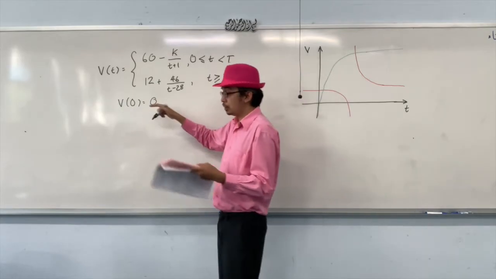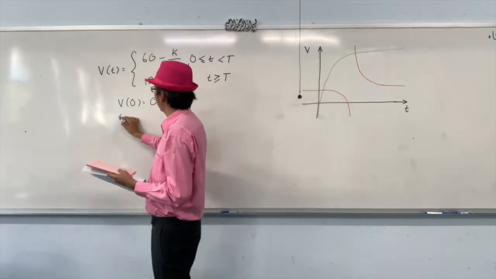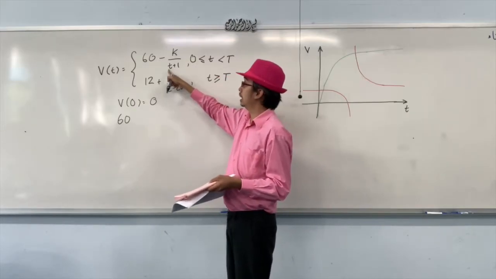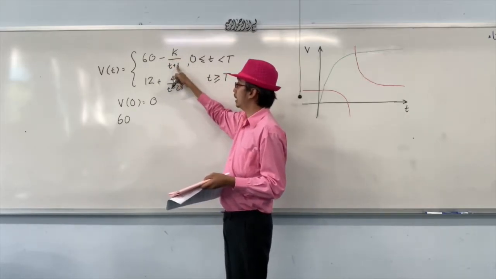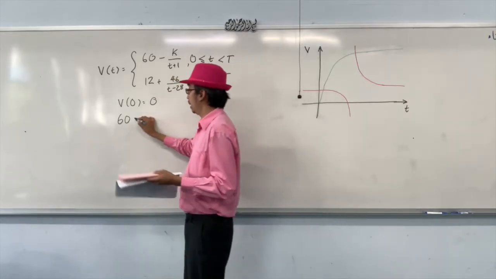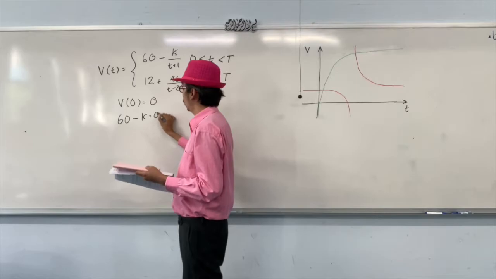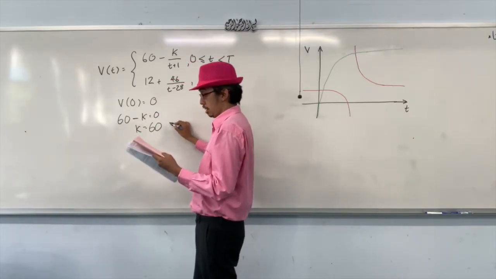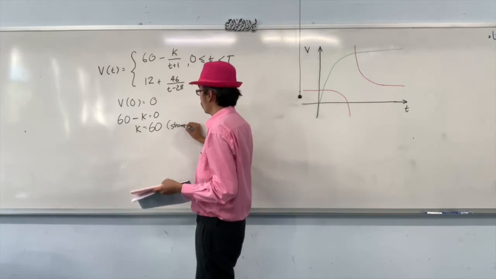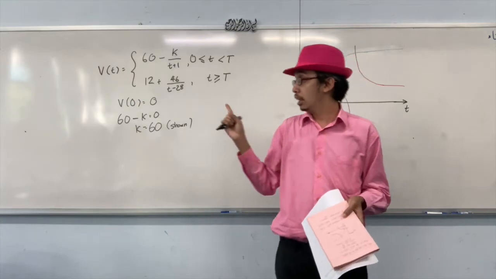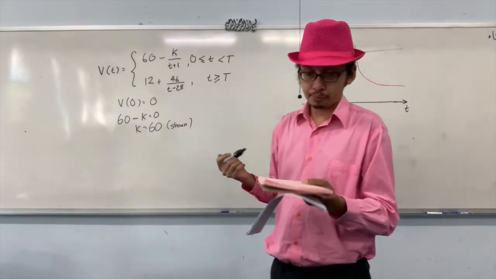When you plug this in, you see that when you plug in 0 over here, it's 60 minus k over 1. So k over 1 means k. So 60 minus k is equal to 0. So k, bring it over, is equal to 60. So use the initial velocity concept to arrive at k.